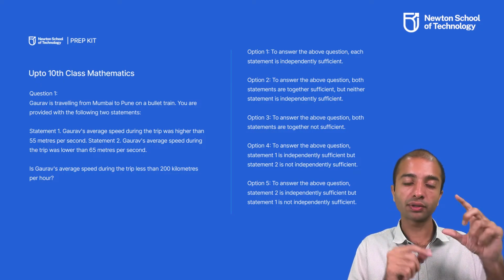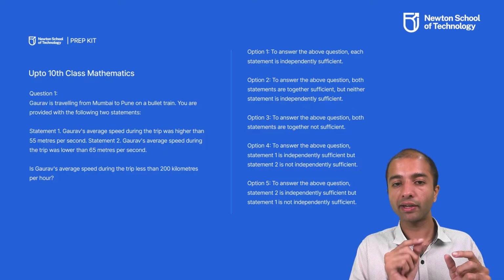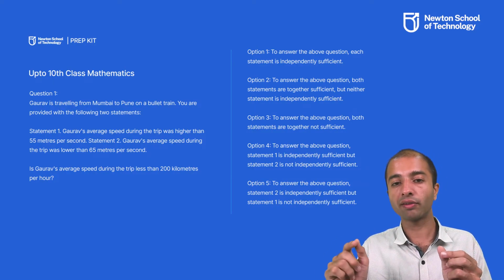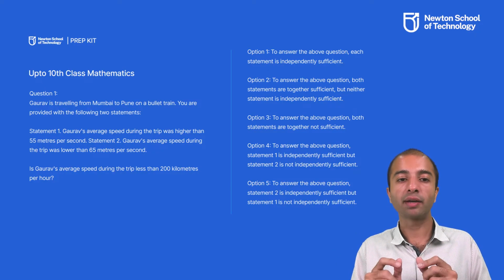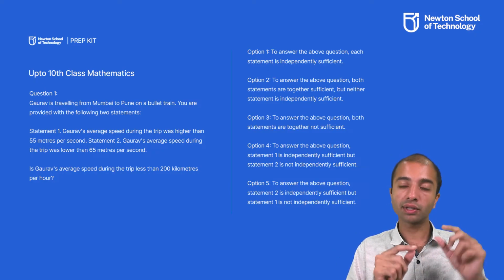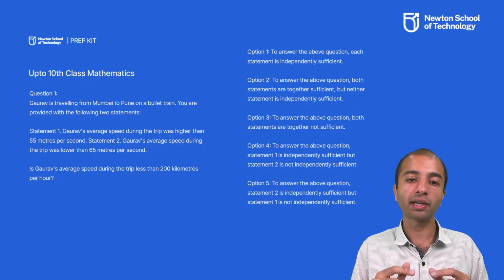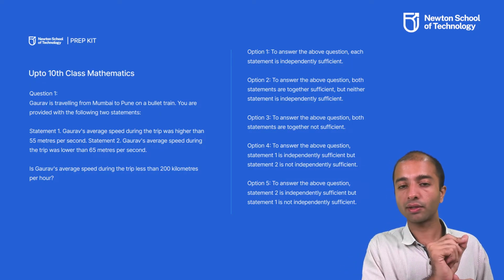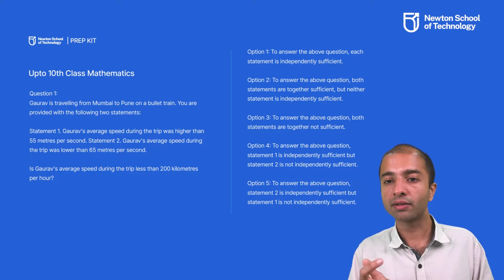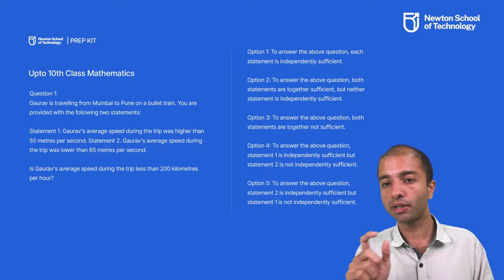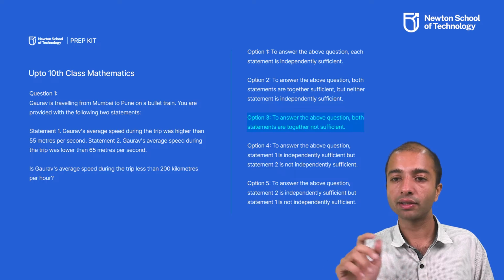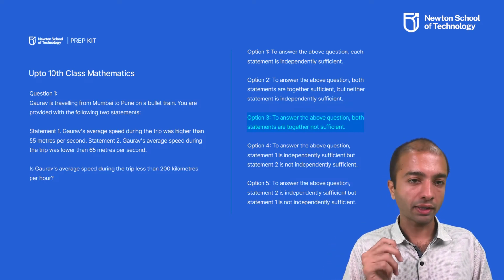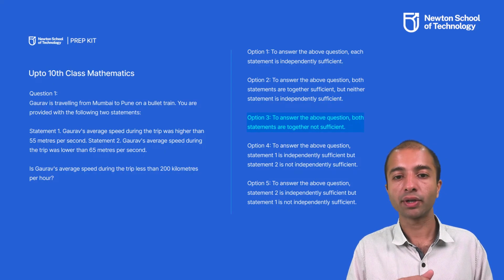So here, using just statements 1 and 2 we cannot determine this, because the speed can be, let's say, 199 or 205. Both these cases can be true, hence using just these two statements we cannot derive the conclusion that Gaurav's average speed is less than 200. Based on that, the most suitable option is option number 3, that is, to answer the above question, both statements together are not sufficient. Alright, so that is with respect to this question. Let's move to the next question.